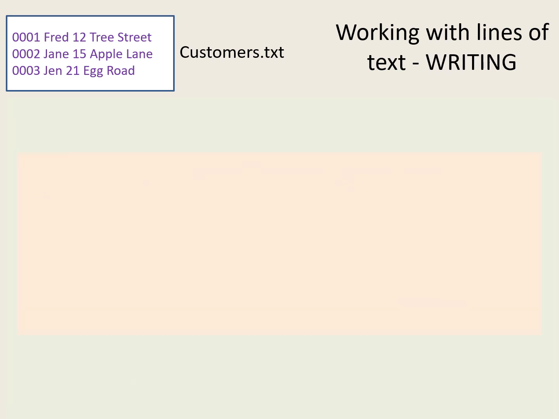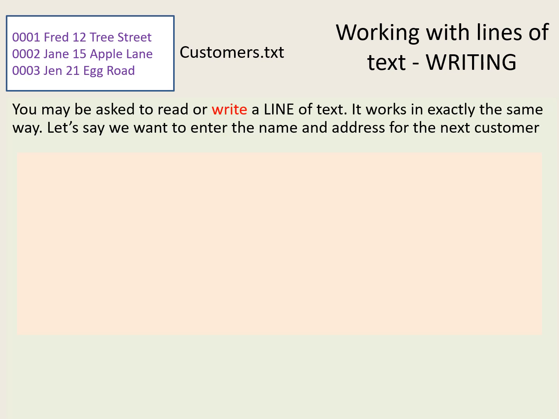Let's take that idea a bit further. So writing. You might be asked to write a line of text. Again, it works in exactly the same way as we've already done. Let's say we want to enter a name and address for the next customer. Because we're writing data, we need to open the file in write mode. So open file customers.txt, which is the name of the text file, for write.